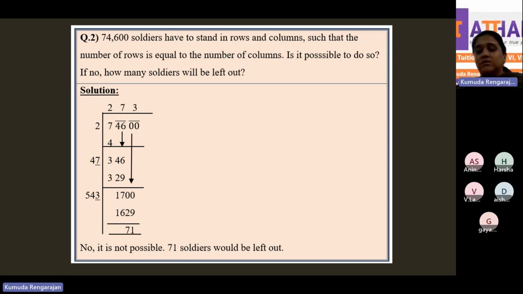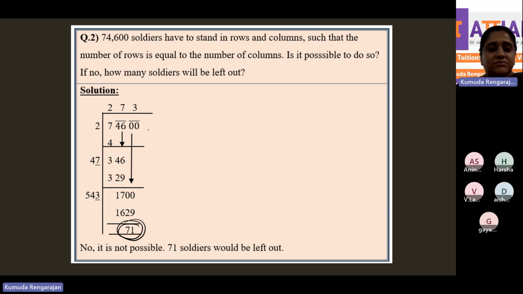You must use the long division method because the remainder you will get only in the long division method. How much is left out, that you can get only in the long division method. In the prime factorization method, you cannot find the remainder. Okay, so try to find the square root using the long division method. You get 71 as a remainder.